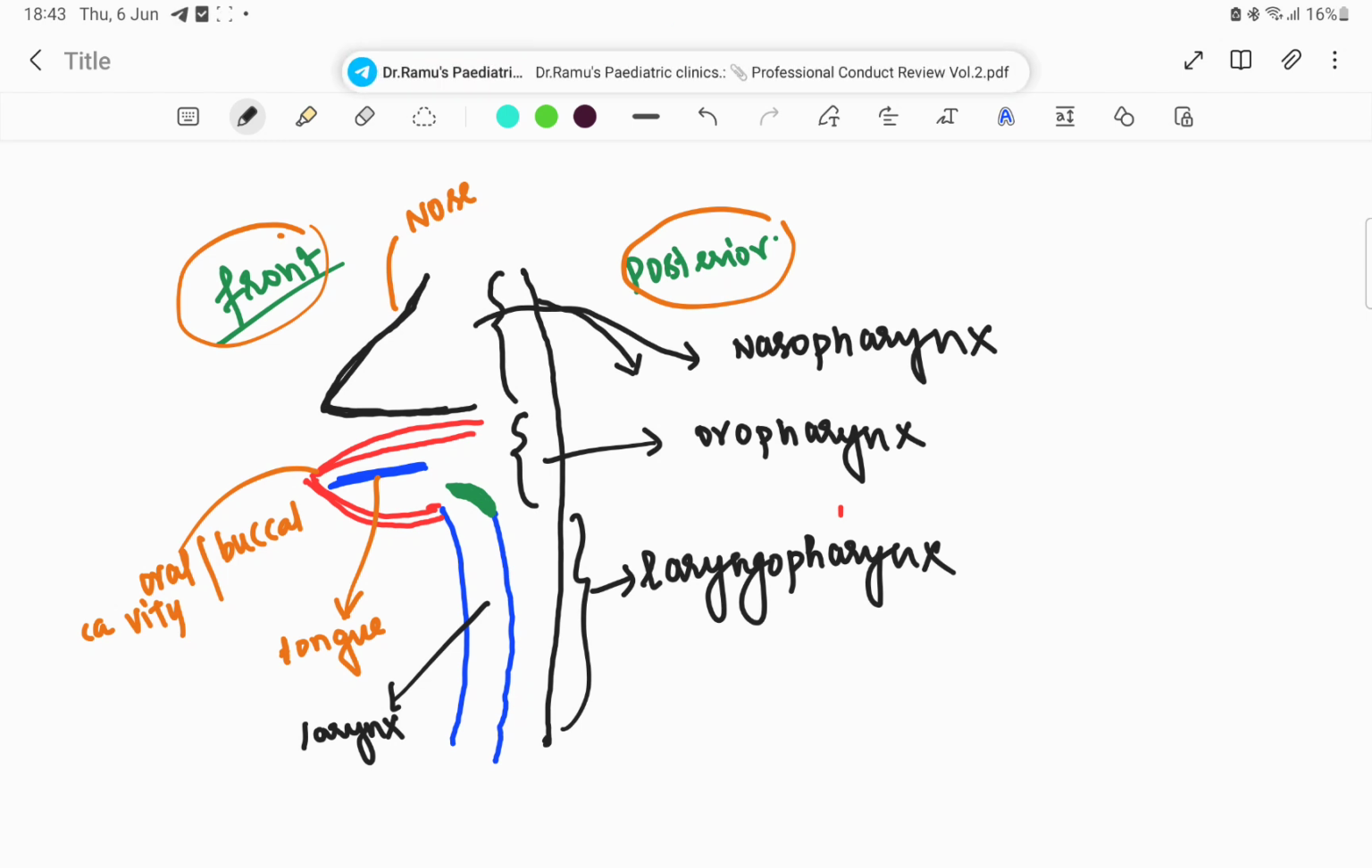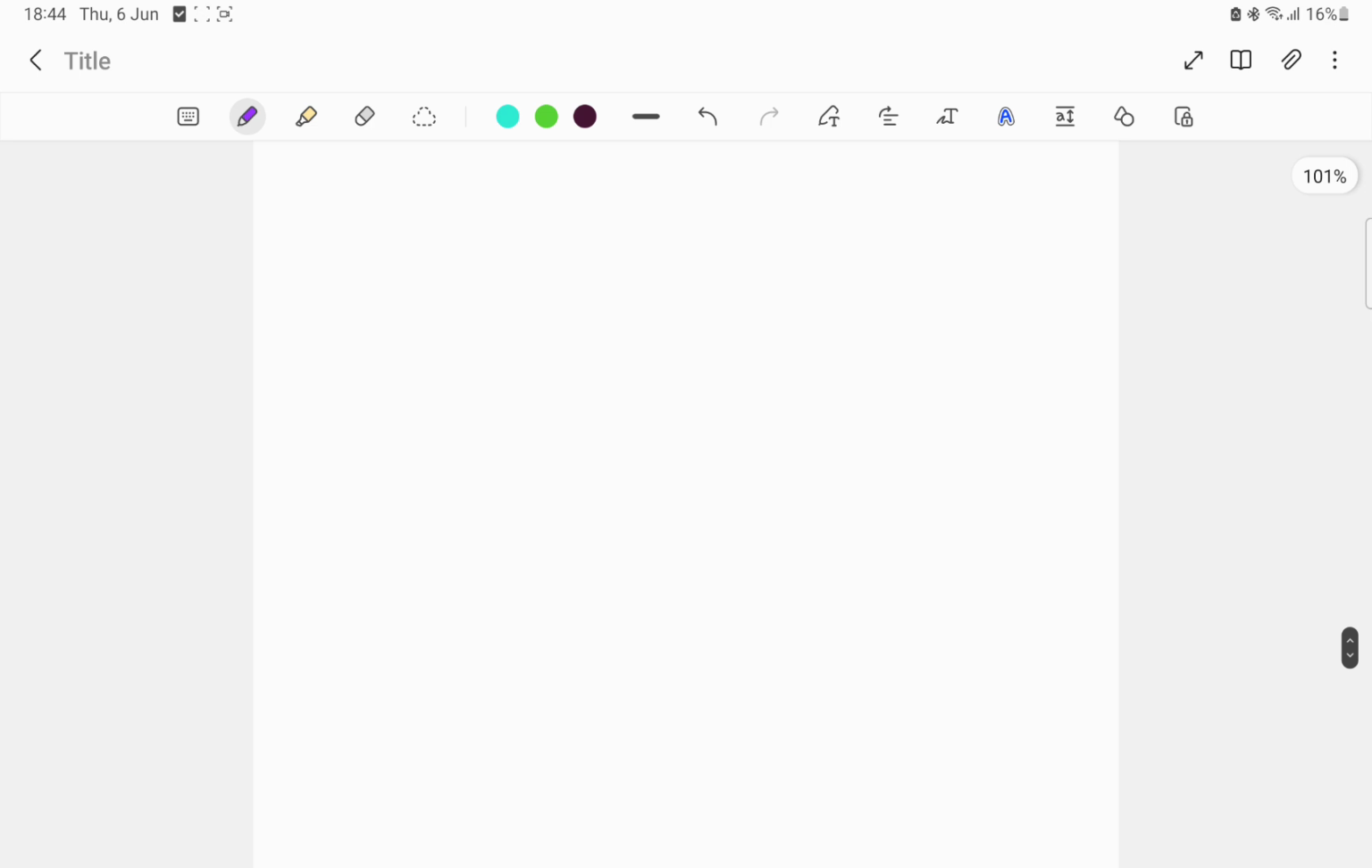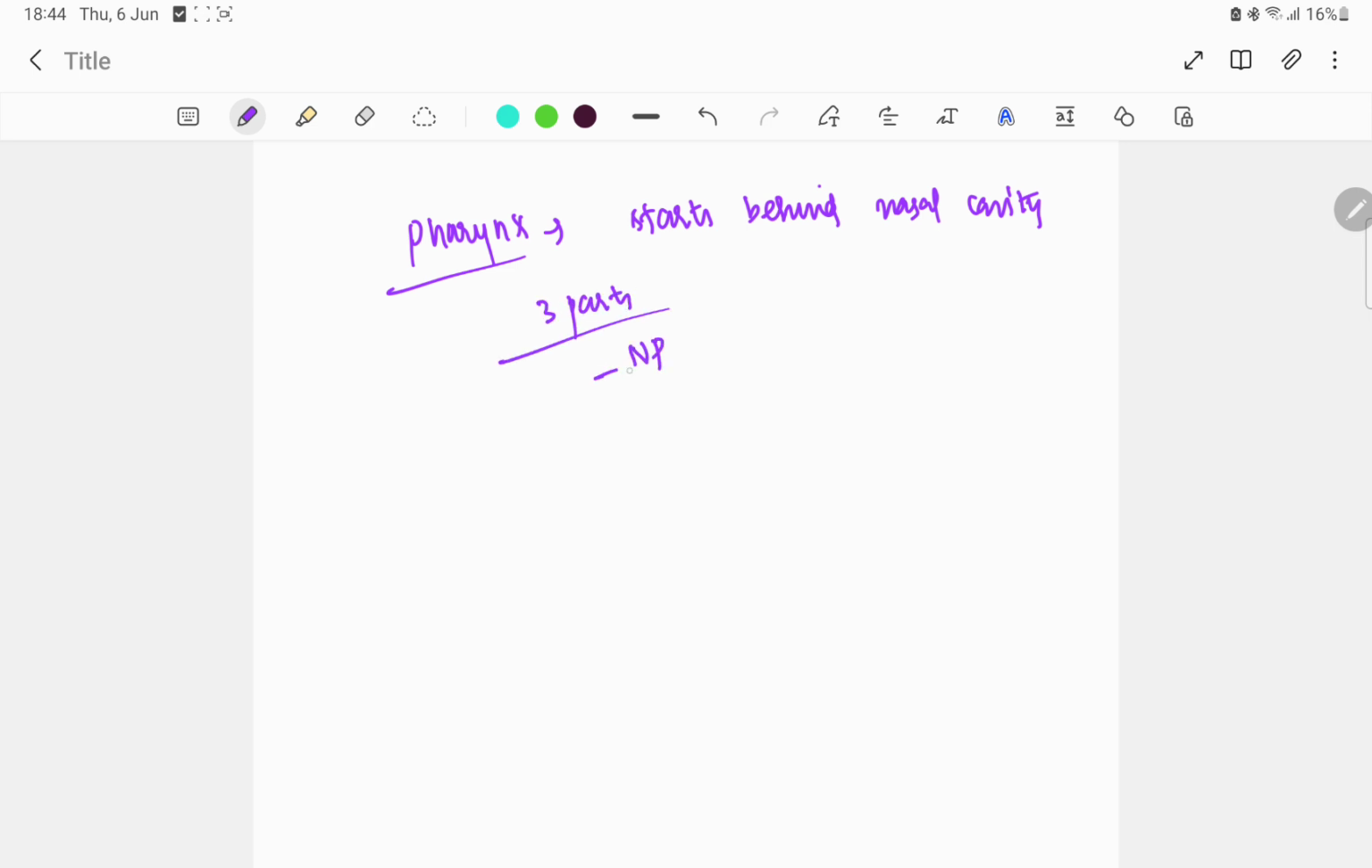So what are the functions? That is very important now. Two points are very important here. The pharynx starts behind the nasal cavity, because just now we saw in the diagram. There are three parts: the nasopharynx, oropharynx, and laryngopharynx. Actually, that's a single tube only. For a functional purpose, we divide it into nasopharynx, oropharynx, and laryngopharynx.